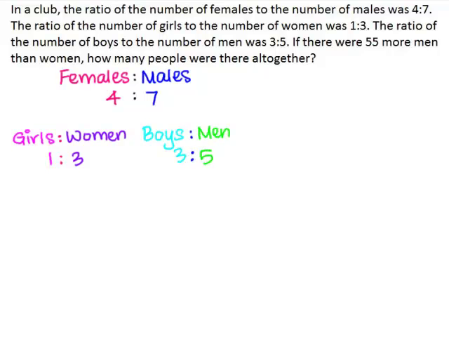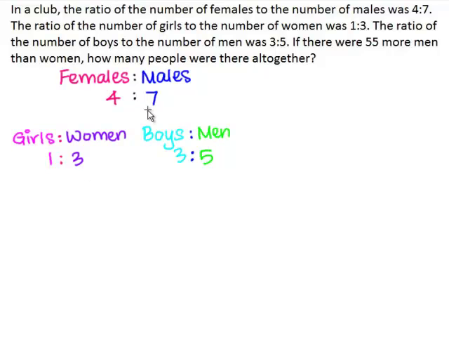When writing the ratios, a good practice would be to write the ratio for the girls and women on the same side as the ratio for the females, and to write the ratio for the boys and men on the same side as the ratio for the males. The number of units for males needs to be equal to the sum of units for boys and men. Similarly, the number of units for females needs to be equal to the sum of units for girls and women.